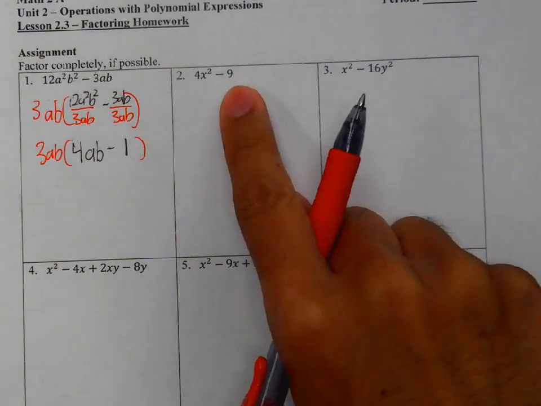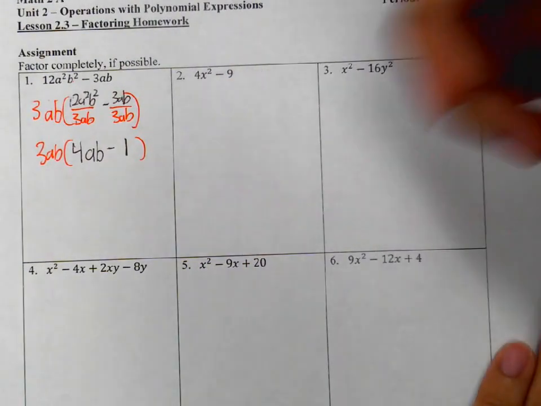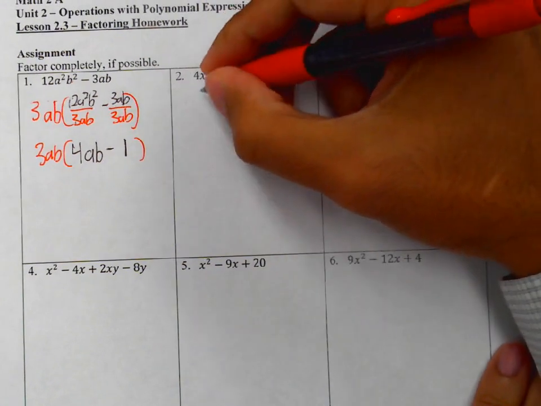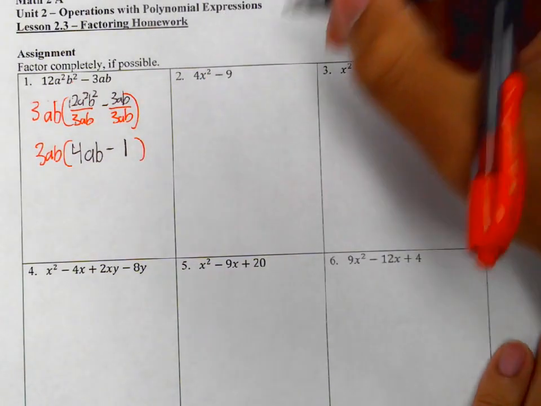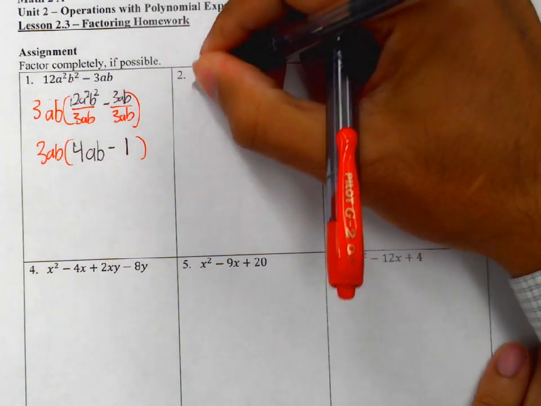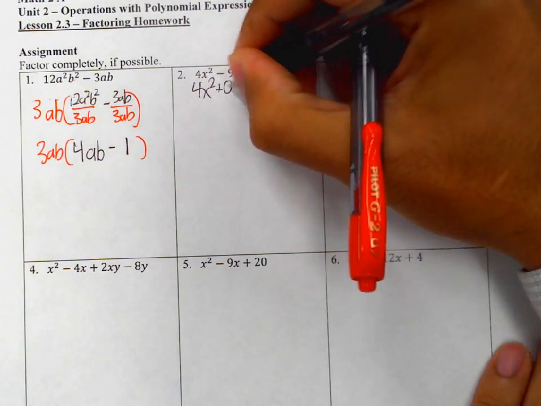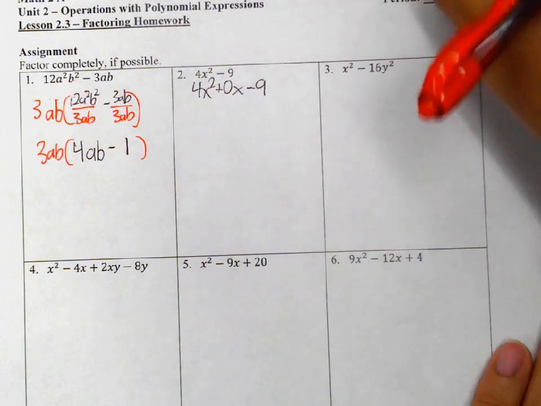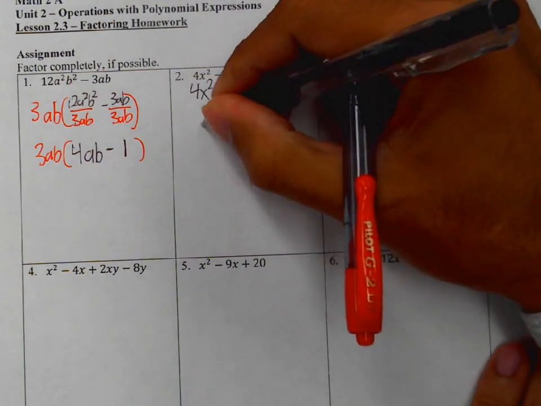Okay, for this next problem, this is a situation called a difference of squares, but we can still solve it the same way we learned in class. So it can help to put a placeholder 0x in there, right? Because now we can apply our area model.